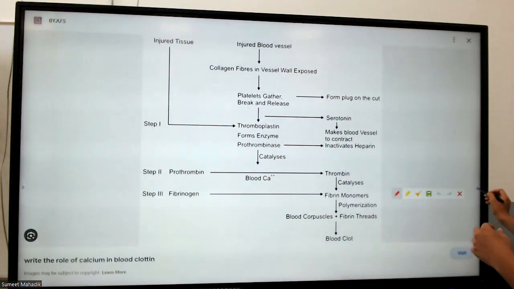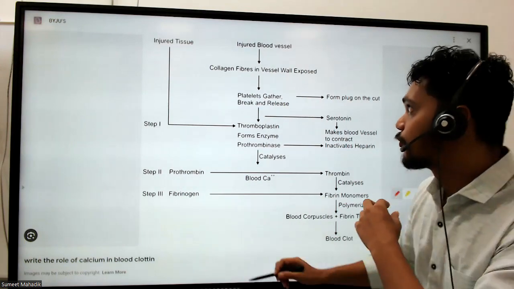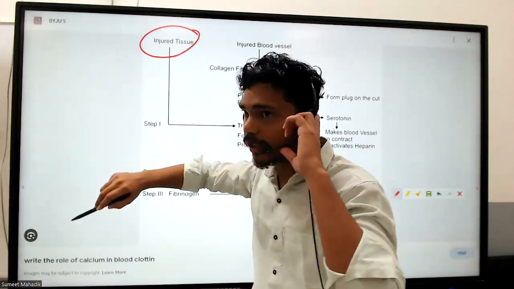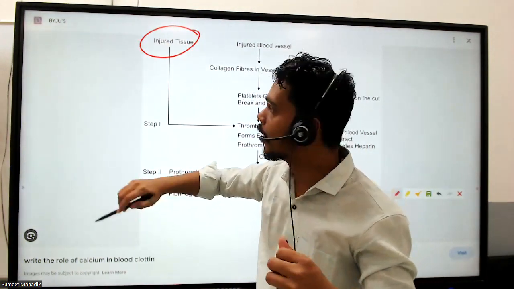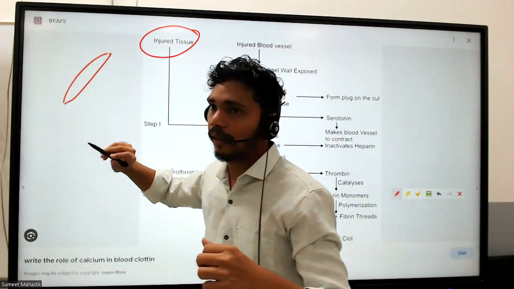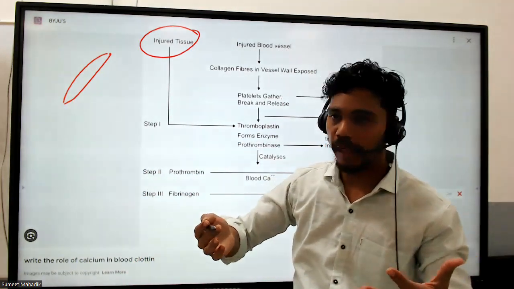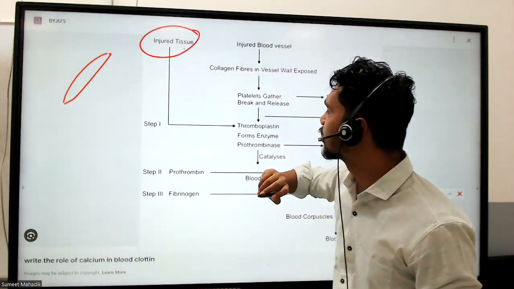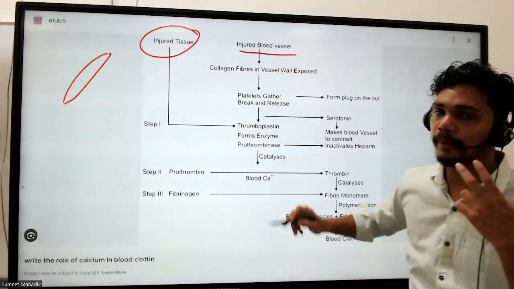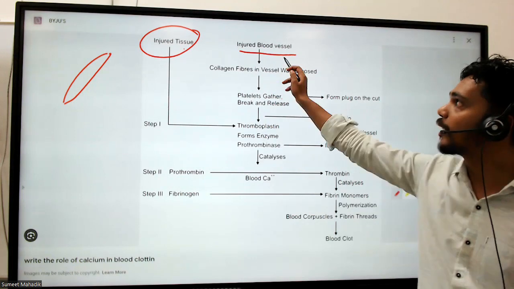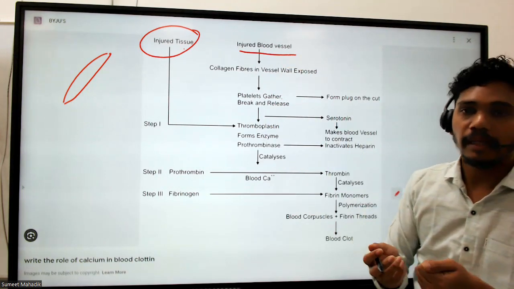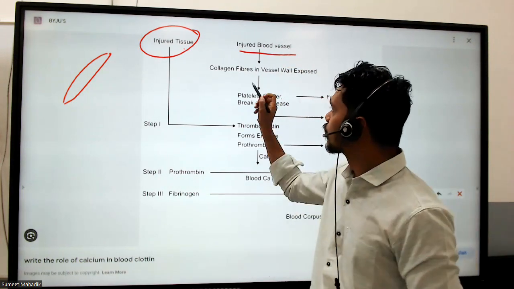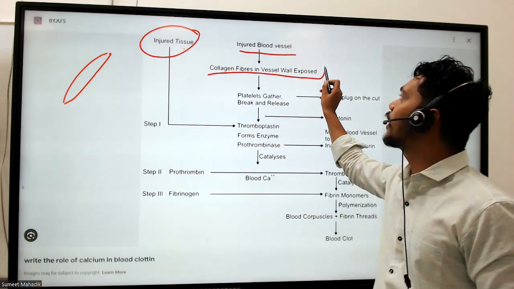Now let's learn about the clotting mechanism. If there is an injured tissue, what do you mean by injured tissue? If there is an opening on the skin, blood will be oozing out. When there is an injured tissue, obviously blood vessels are injured. That means blood vessels are open right now, so collagen fibers in the vessel wall are exposed.